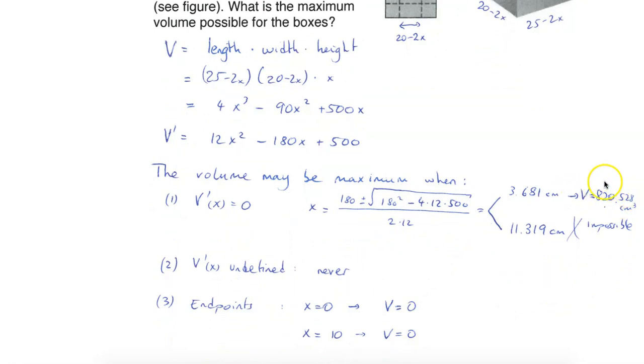Secondly, I'll come back to this later. Secondly, when is v prime undefined? It's never undefined because this is a polynomial. Lastly, the last candidates we need to check are the endpoints.